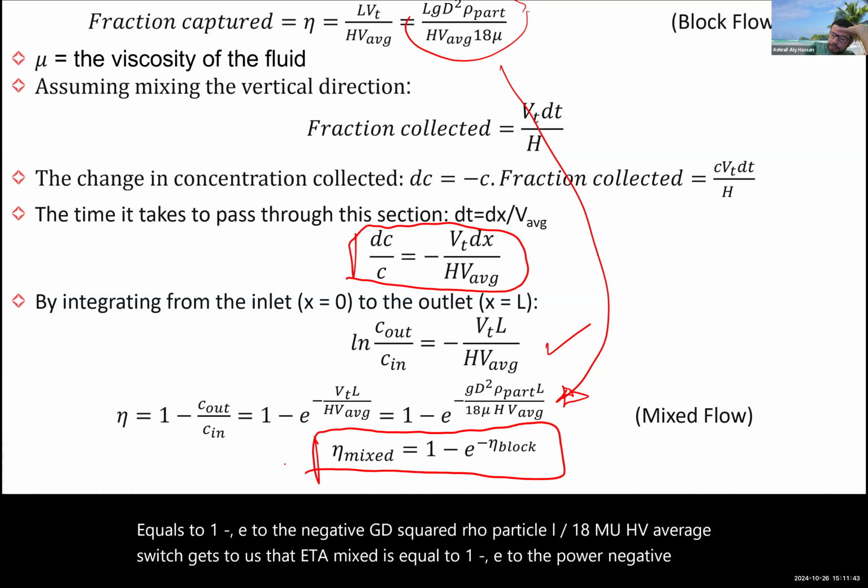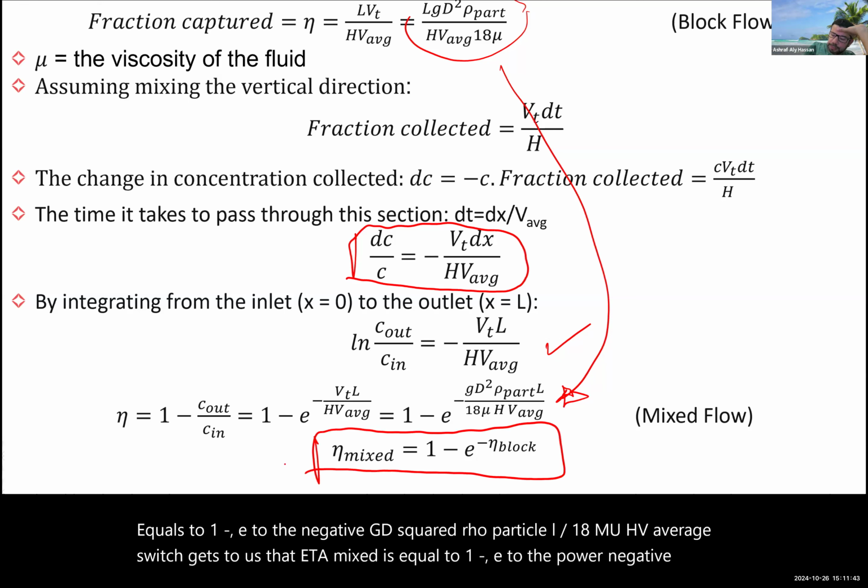So let's try to solve an example and look at how we can tackle this. Compute the efficiency diameter relation for a gravity settler that has H equal to 2 meters, L equal to 10 meters, V average equal to 1 meter per second, for both the block and mixed flow models, assuming Stokes law.